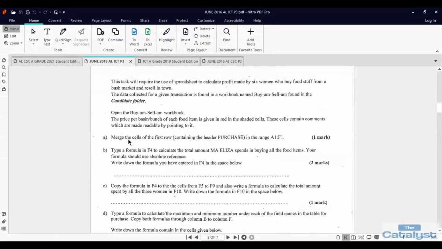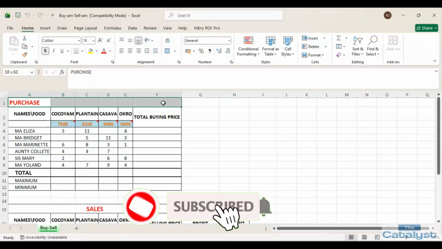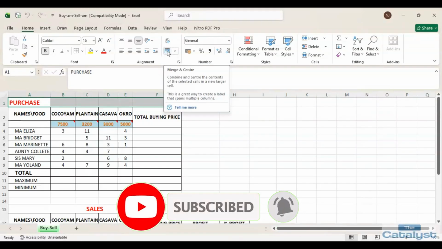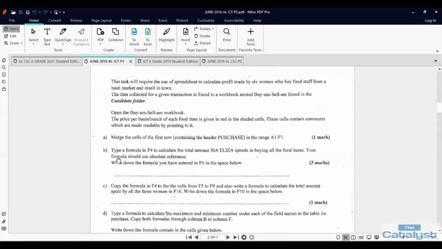It says merge the cells of the first row containing the header purchase in the range A1 to F1. Okay, so we'll take it up to this level. I'll click on merge and center button. Very good. We've done that. Now type a formula in F4 to calculate the total amount Eliza spends in buying all the food items. Your formula should use absolute reference.